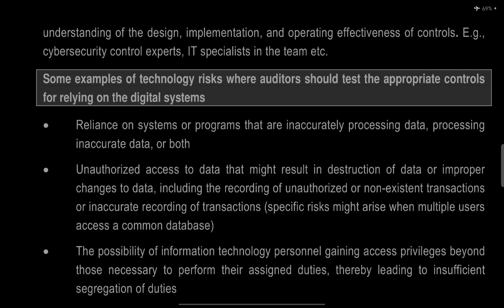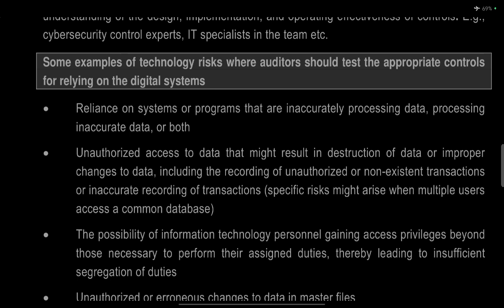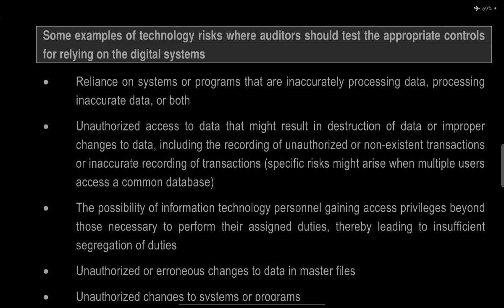For some aspects of technology risk, the auditor should test the appropriate controls when relying on the digital system. Reliance on systems and programs that process data inaccurately, or that hold inaccurate data, as well as unauthorized access to data that might result in destruction of data or inappropriate changes to data, including recording of unauthorized or non-existing transactions and inaccurate recording of transactions.